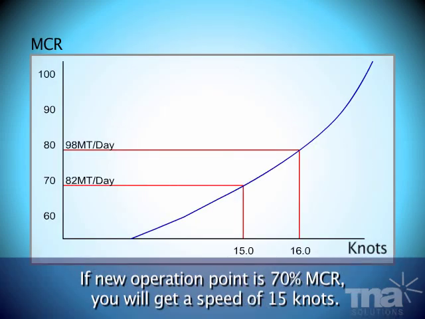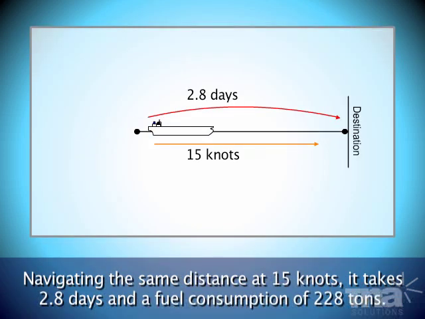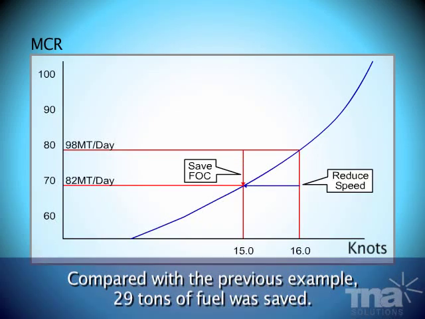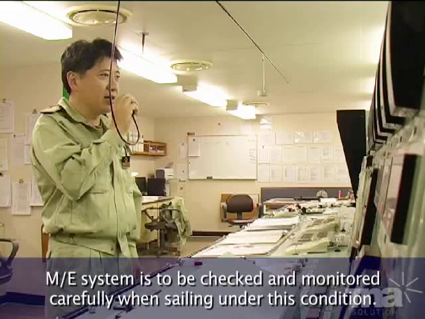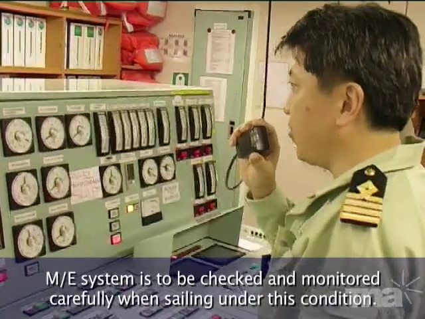If new operation point is 70% MCR, you will get a speed of 15 knots. Fuel consumption will be 82 tons per day. Navigating the same distance at 15 knots, it takes 2.8 days and a fuel consumption of 228 tons. Compared with the previous example, 29 tons of fuel was saved. Main engine system is to be checked and monitored carefully when sailing under this condition.